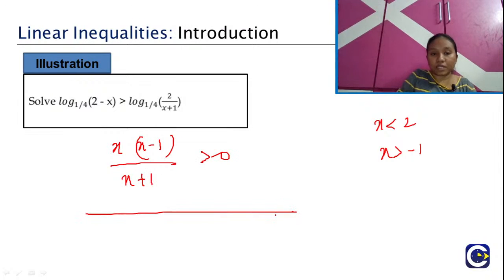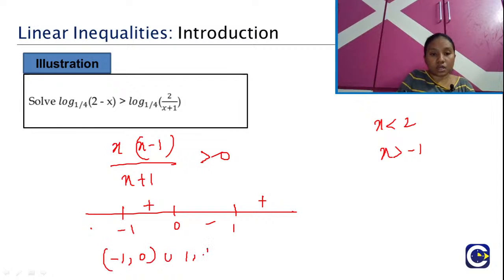So first we'll apply the wavy curve method here. 0, 1 and minus 1. So it will be plus, minus, plus, right? So greater than, which means it will be plus, that is minus 1 and 0 union 1 comma infinity. So plus minus plus and this will be minus, right? So that's why it will become minus 1 to 0 union 1 comma infinity. So this is the solution from the logarithmic simplification.